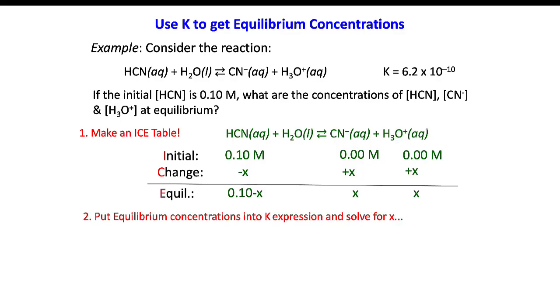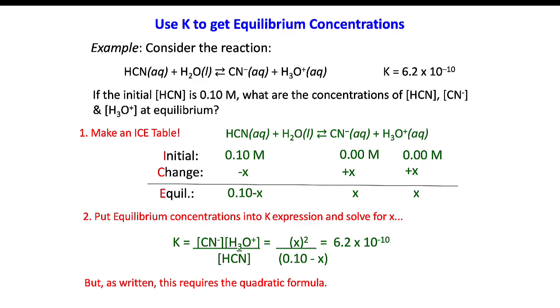Again, once we have equilibrium, we just plug all of those right into what we know the K expression should be, and we end up getting X squared over 0.1 minus X equals K, which we actually also have the value for. And so now we can solve, right? There's one unknown, one equation, and we can solve this. But the problem here is that this requires the quadratic formula. We're going to need to do a quadratic solving method in order to solve this.